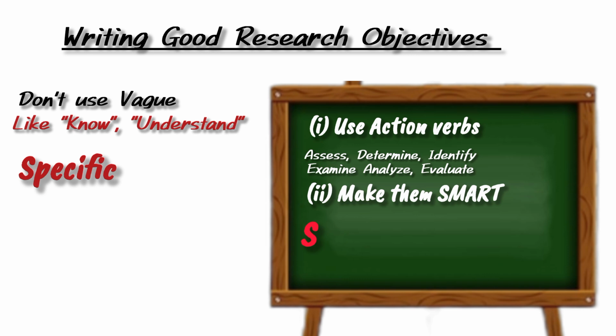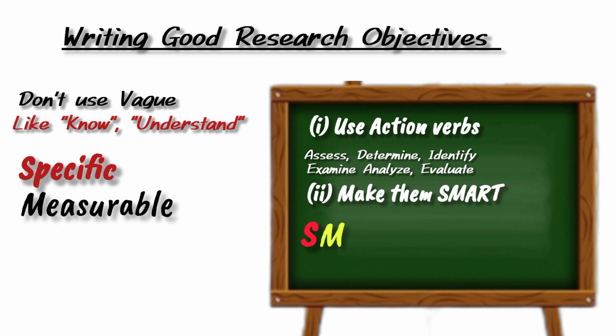Avoid general statements that could confuse anyone leading your research. Being specific ensures that your research stays on track and addresses the main issue without wandering off the topic. So when an objective is specific, you know exactly what it is aiming to do.